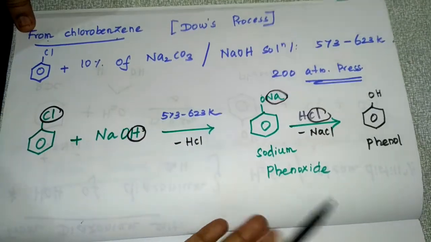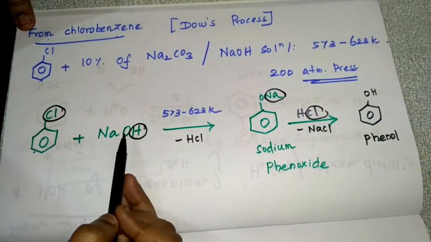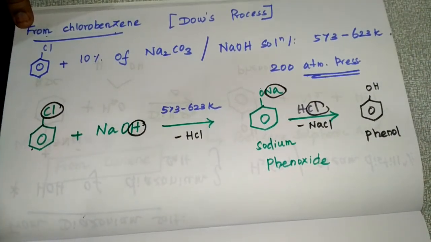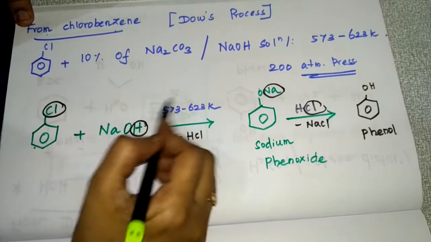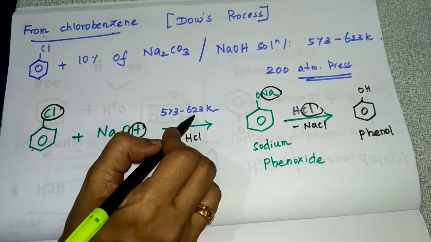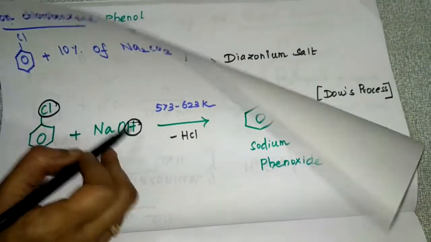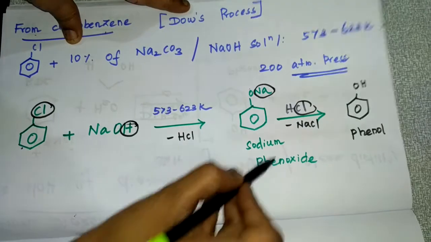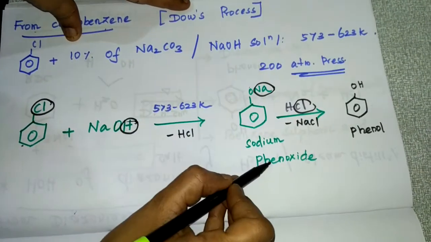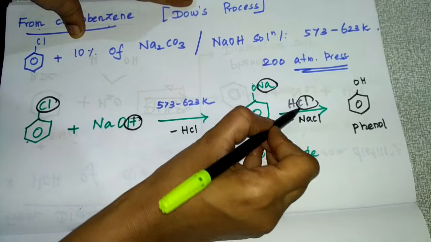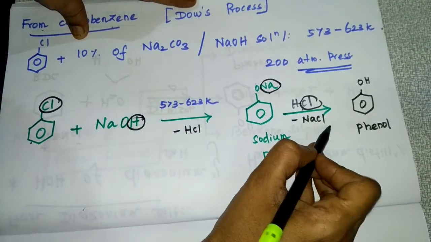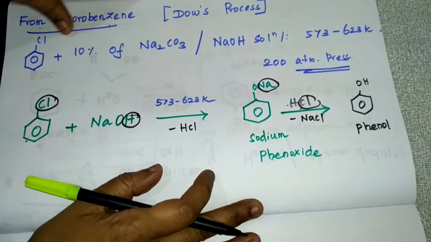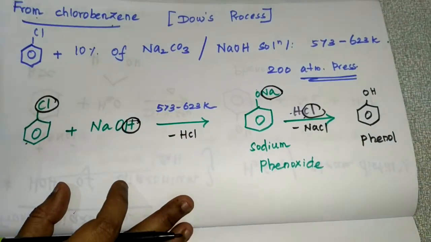So this is also a very simple process. You are taking chlorobenzene and heating it with sodium hydroxide, and the temperature should be 573 to 623. So what happens? First HCl will get removed and the product formed will be sodium phenoxide, and you are going to acidify this sodium phenoxide by adding HCl. This Na and Cl will get removed as NaCl, and O minus and this H plus will combine and you will get phenol. Okay, so this is the preparation of phenol from chlorobenzene.